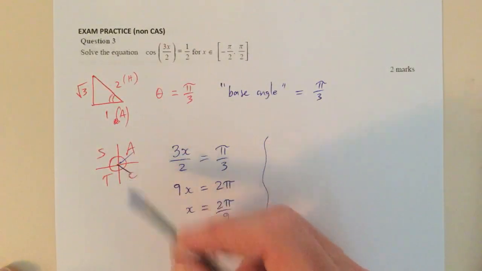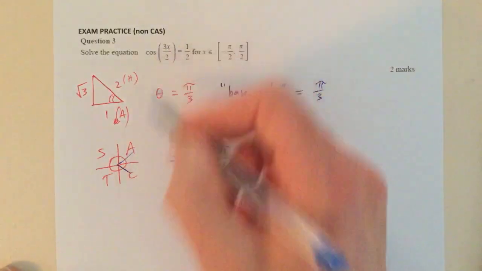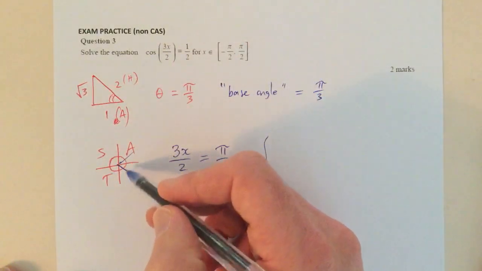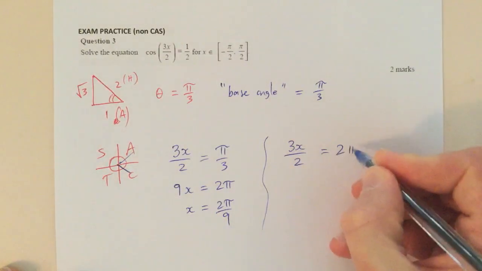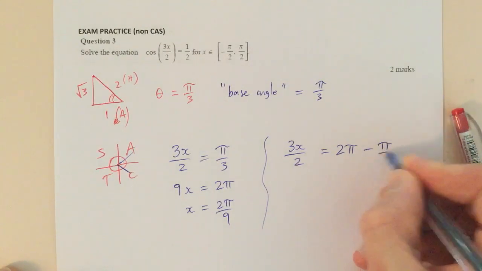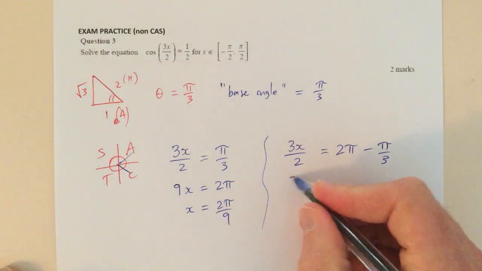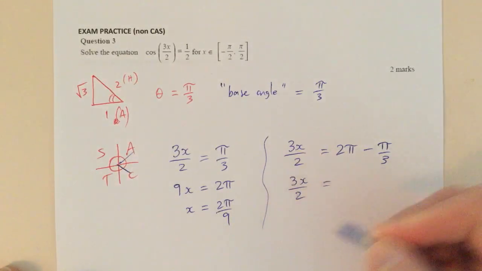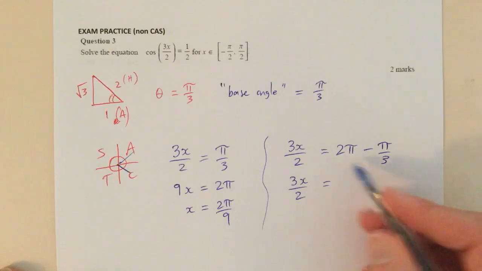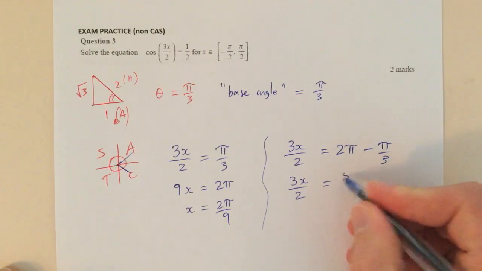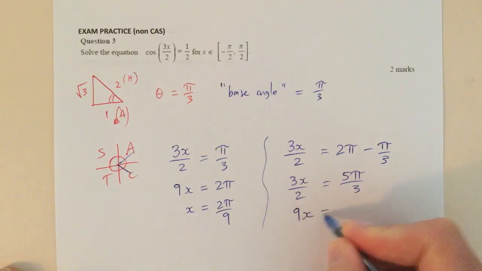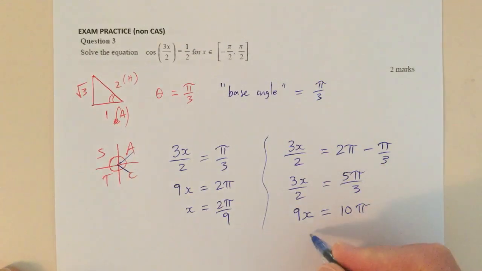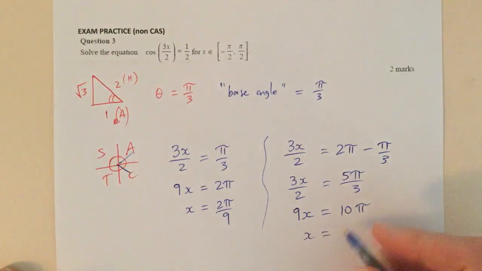From the fourth quadrant, we can say the angle is equal to 2 pi minus the base angle. So in other words, 3x on 2 is equal to 2 pi minus pi on 3. And so 3x on 2 is equal to, well, let's think about this. 6 pi on 3 minus pi on 3, that should give us 5 pi on 3. Again, we can do some cross multiplying. We get 9x equals 10 pi, and therefore x equals 10 pi over 9.